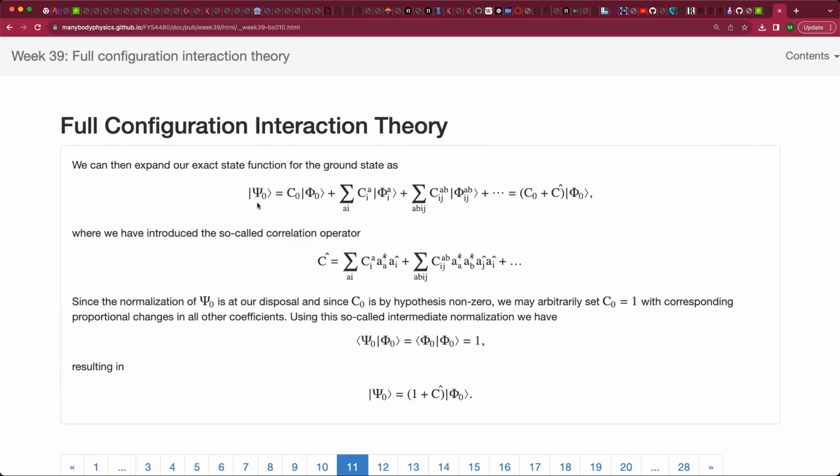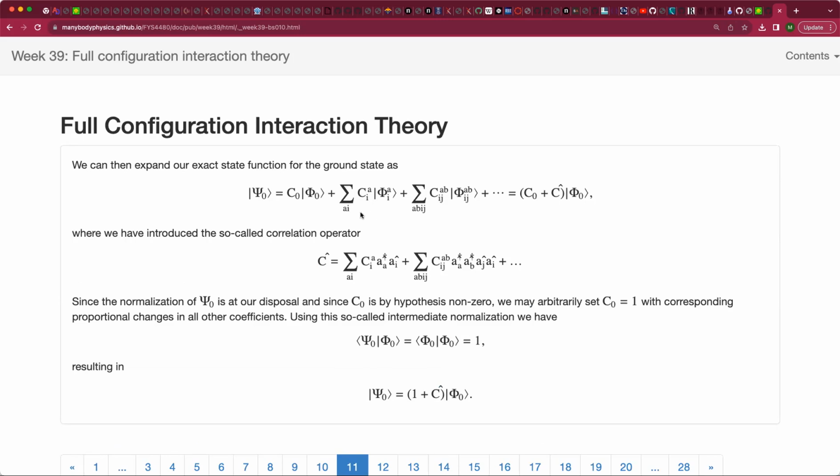So we assume this is the solution to the many-body problem. And then we expanded this in a basis of Slater determinants, where we assume that this basis is an eigenbasis of the non-interacting part of the Hamiltonian. So this is a pretty common choice in many-body physics.